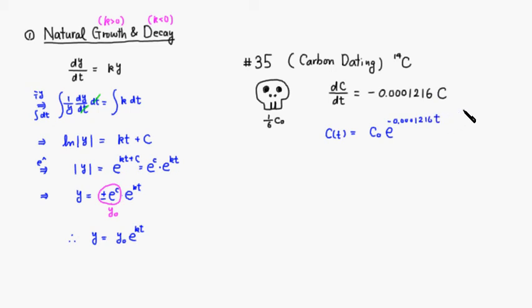times time t. The human skull has 1/6 of the original carbon-14, so we set that equal to 1/6 of C0, so that we know how old this skull is. We can divide both sides by C0, canceling C0 out. Then we can take the natural log of both sides. If you take the natural log of an exponential function, the e cancels out.